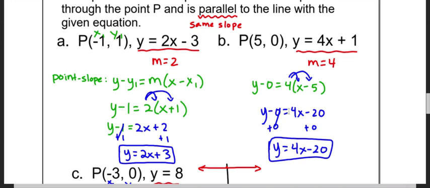So we get y minus 0 equals 4x minus 20. And really, we can just drop the 0. Anytime you subtract or add 0, it just stays the same. So we get y equals 4x minus 20.